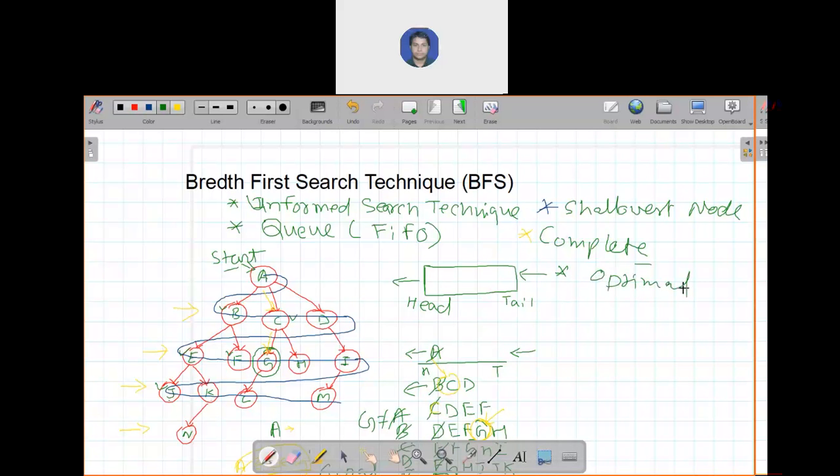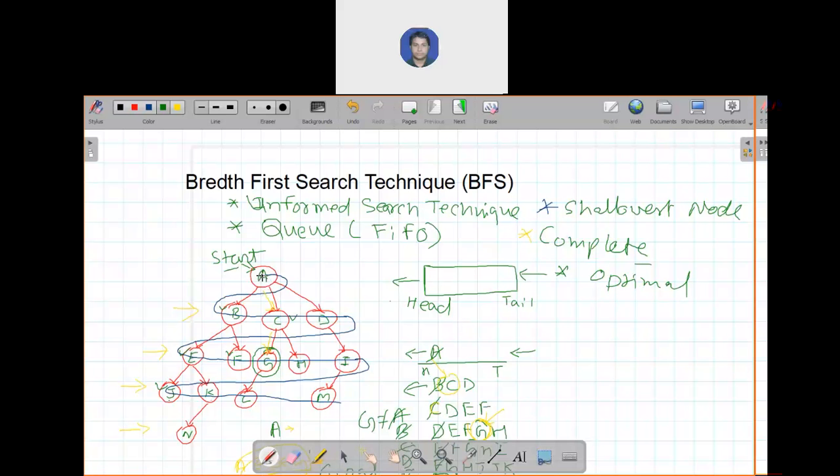It's optimal means always it will give you optimal result. Means what is the minimum cost of the reached goal state, it will give you that path. Okay, optimal means it will give you the path which cost is minimal. Okay, if there are several paths to reach from your start state to goal state, it will give you that path which has the lowest cost always.